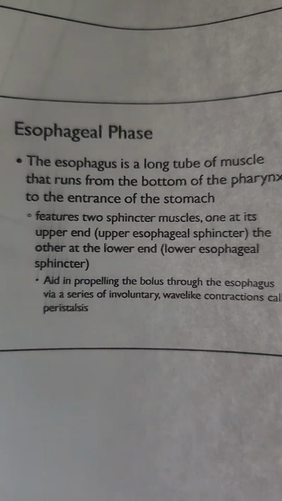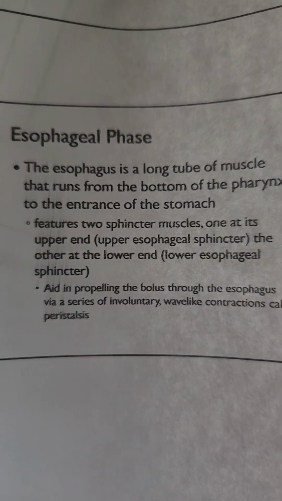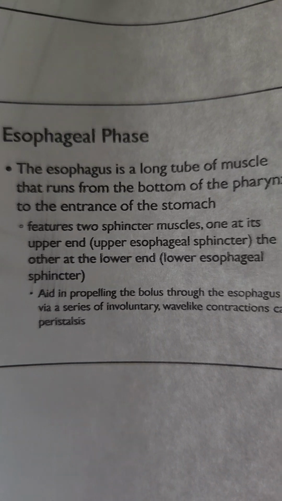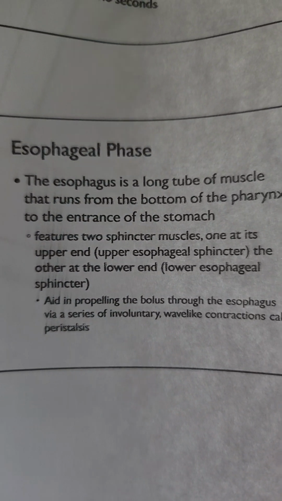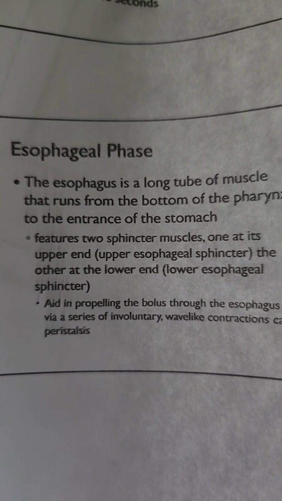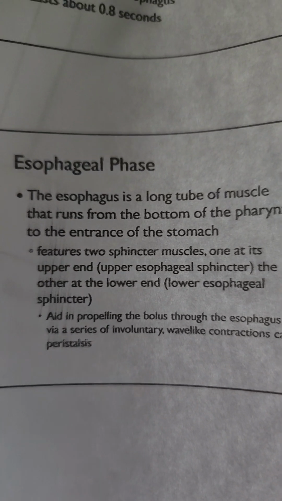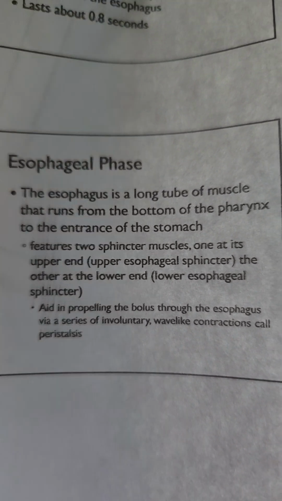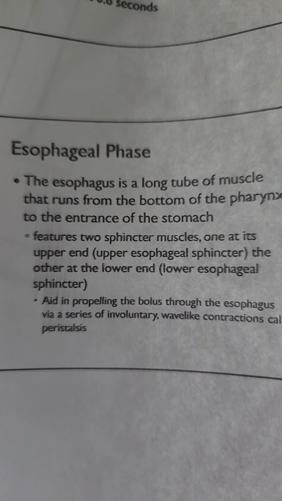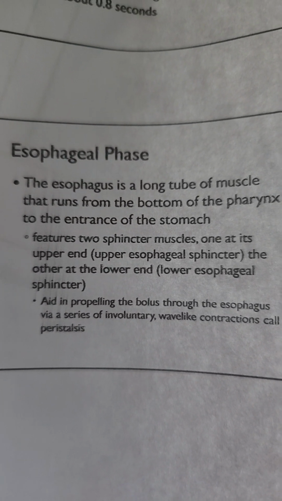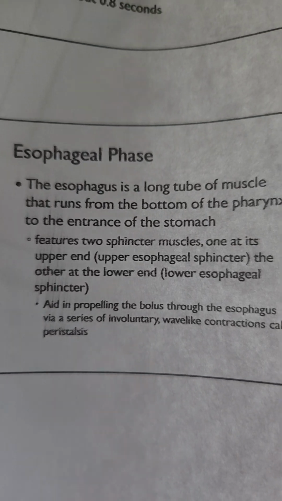The esophageal phase: the esophagus is a long tube of muscles that runs from the bottom of the pharynx to the entrance of the stomach. Features two sphincter muscles, one at the upper end and one at the lower end. It aids in propelling the bolus through the esophagus via a series of involuntary wave-like constrictions called peristalsis.